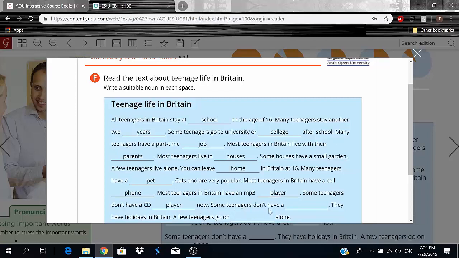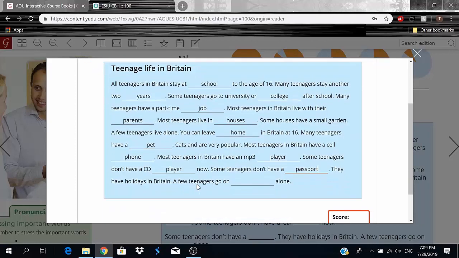Some teenagers don't have a CD player now, as in it's kind of old. Okay? So some teenagers don't have a passport. And I find that strange, honestly. Some teenagers don't have a passport. They have holidays in Britain. A few teenagers go on holiday alone. They are really undermining teenagers, huh?